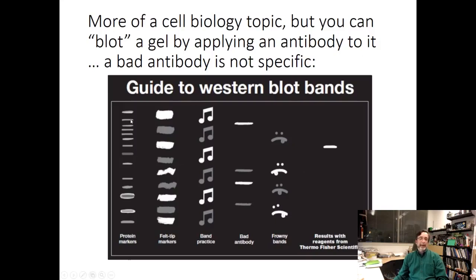You can see that these are what protein markers should look like. And the bad antibody right here in the middle is binding 4 different things. You really want to buy our antibodies from Thermo Fisher Scientific, is what it says at the bottom. The results from that will give you a single specific band, which means you know exactly where your protein is. You won't get bad antibody bands, you won't get frowny bands, you won't get felt tip markers. They're trying to make a joke, and they're trying to sell material.